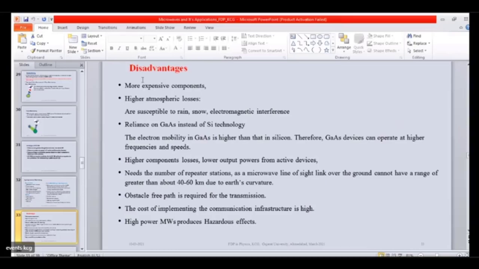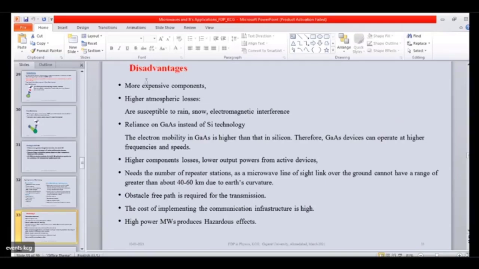But this has some disadvantages also. Microwave technology has some disadvantages, right? Just like any other technology, all technology has their own advantages and disadvantages. Similarly, microwave technology also has some advantages and disadvantages. So, let us have a look at what are the disadvantages of the microwaves.